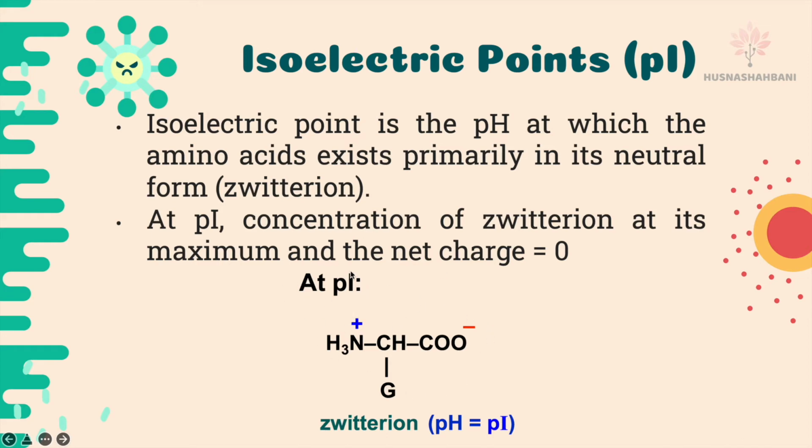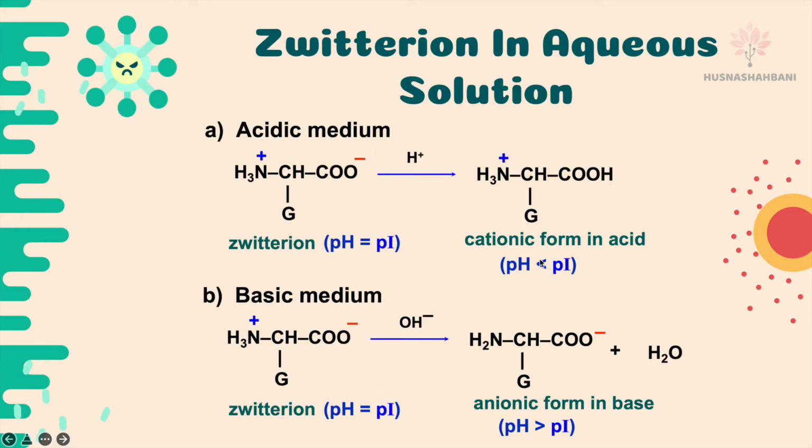At pI, this is the structure of the Zwitter ion. When there is a Zwitter ion, the pH is equal to pI. It has a negatively charged carboxylate ion and a positively charged ammonium cation. Okay, this is when pH equals pI.